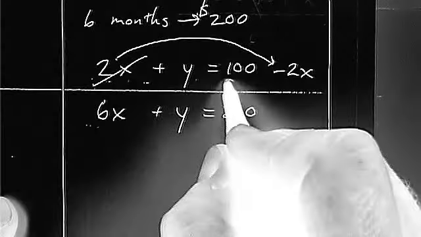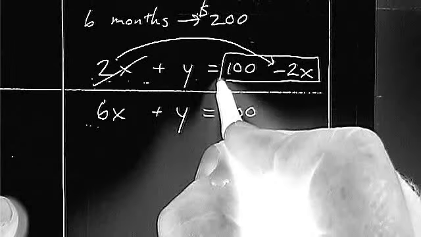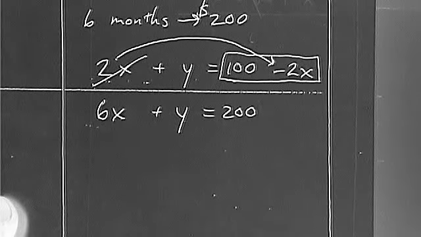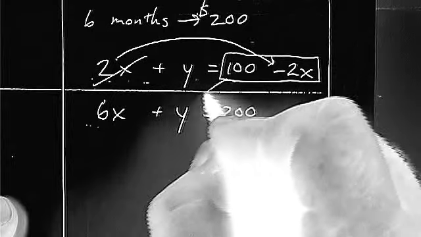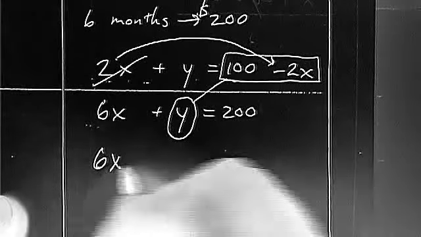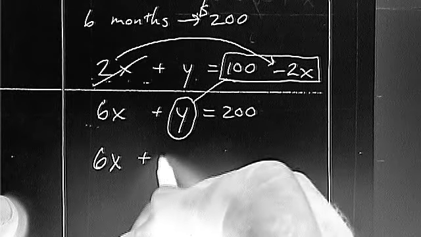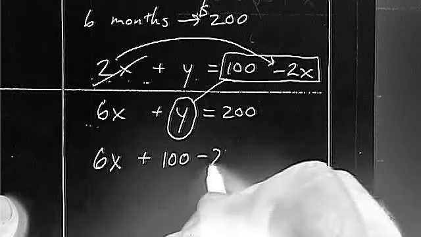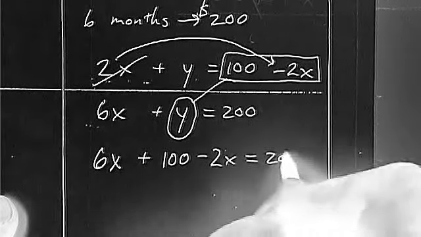So we have the expression 100 minus 2x equal to y. So that's what we're going to do. We're going to substitute that in here. So we can rewrite the second equation as 6x plus 100 minus 2x equals 200.